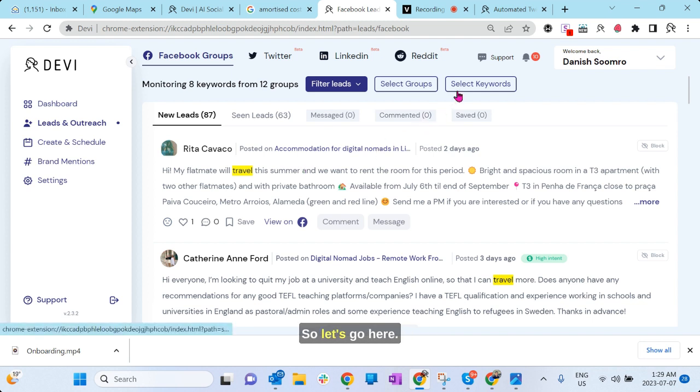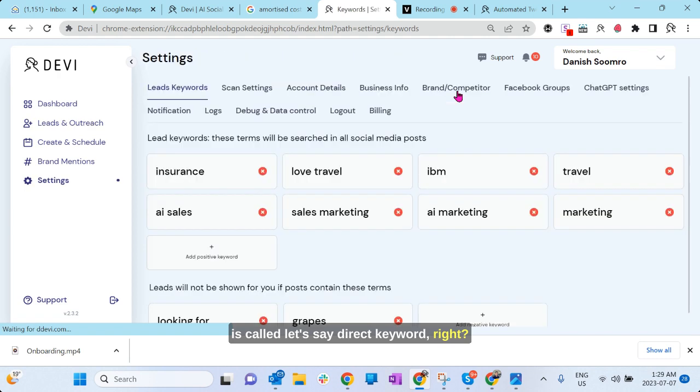So let's go here. The first basic strategy to use for keywords is what I call the direct keyword. If I am selling an insurance product, I will just add simply "insurance." This is a direct keyword that monitors the posts which are looking for insurance. It's highly relevant to the product I'm selling, so that's why I'm calling it the insurance keyword.